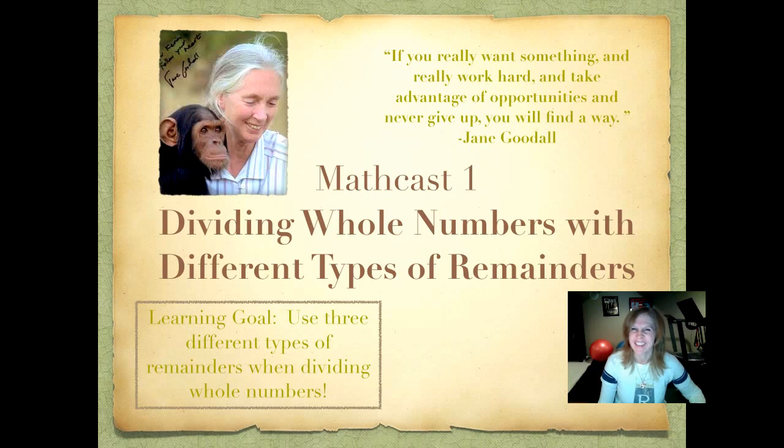And I think that's exciting that if we do those things, then it's really just going to be a matter of time before we figure out what we need to learn. Our learning goal tonight is to use 3 different types of remainders when dividing whole numbers.